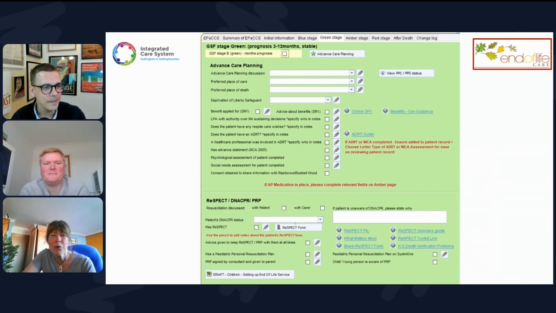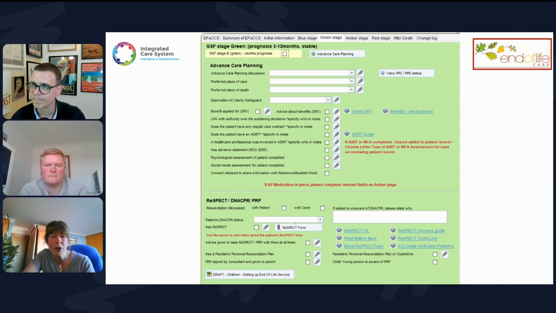So if we've got a patient who has progressed a little bit, the surprise question: would we be surprised if they died in the next 12 months? If you can say yes to that, then they're green, but they may still be quite stable. So you can see we've got preferred place of care and preferred place of death boxes here. Really important, as we discussed earlier.